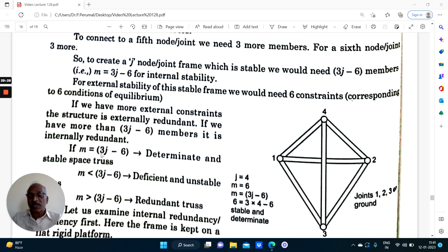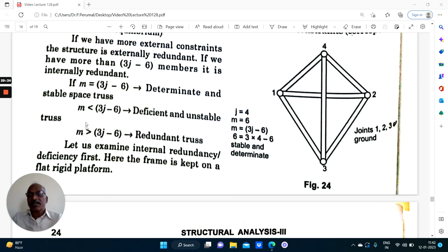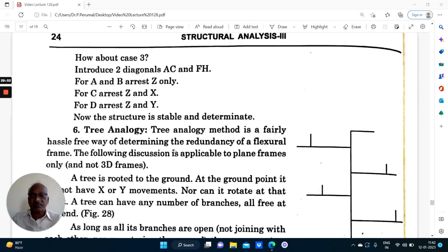Using the formula, if m equal to 3j minus 6, it is a determinate and stable space truss. If m is less than 3j minus 6, it is a deficient and unstable truss. If m is more than 3j minus 6, it is a redundant truss. So this is the formula to be used for space trusses. Right, we will not discuss all these things.